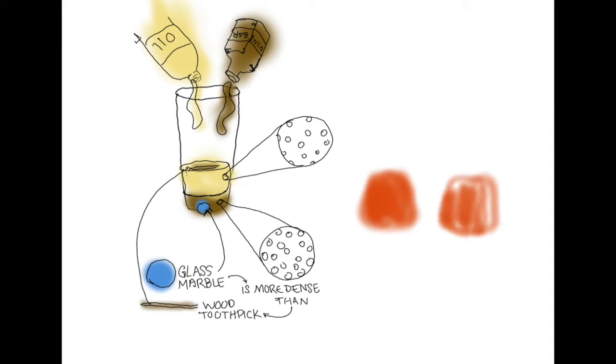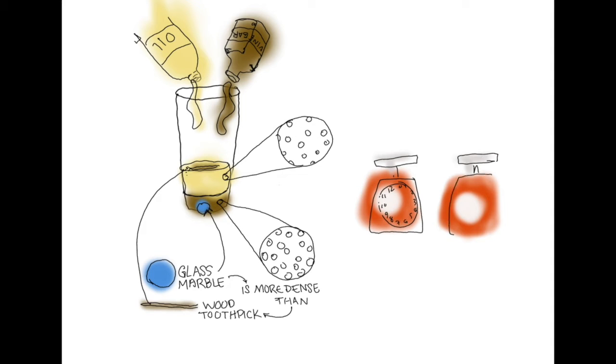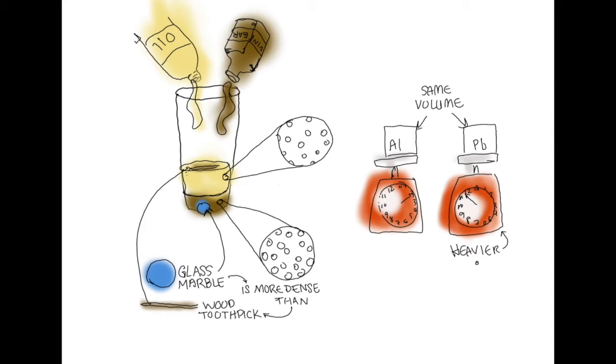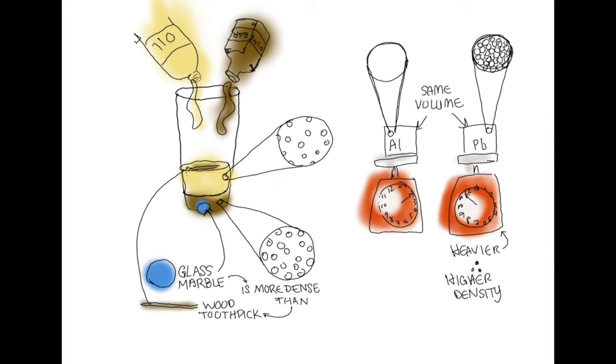Density is also why you can have substances that are the same size but very different masses. In the heavier object, the particles are more closely packed together than the lighter object. So even though they're the same volume, the heavier one has a clearly higher mass, making it more dense.